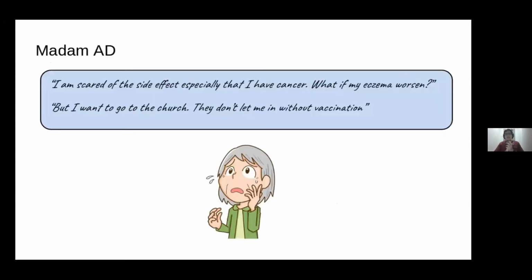Let's get back to our cases just now. So Madam AD actually said, I am scared of the side effect, especially because I have cancer. What if my eczema worsen? But I want to go to the church. They don't let me in without vaccination. So you see, this is what we call ambivalence. They want two contradicting things at the same time.